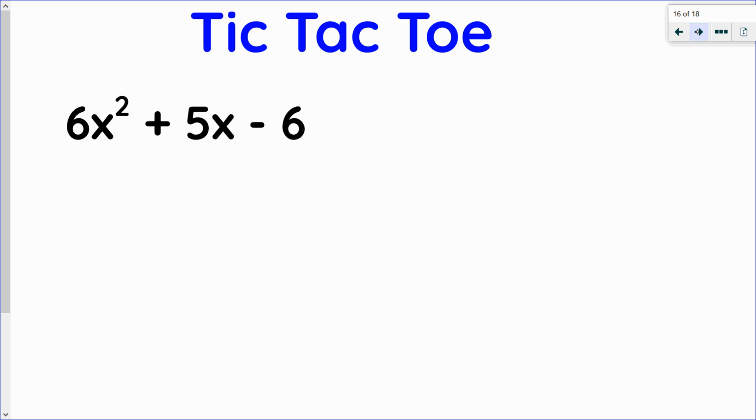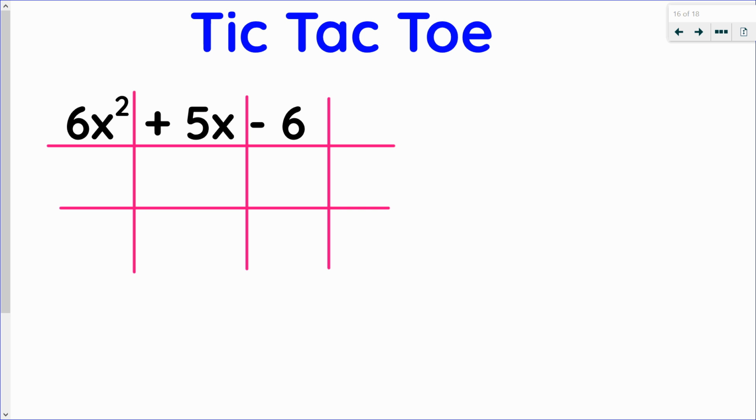So let's try another one. The more of these you do, the more you'll start to see how the numbers are going to combine together. So again, let's start by putting the tic-tac-toe grid on this polynomial. Okay, so let's try for the factors of 6x squared, let's try it as 2x and 3x. And then we'll try the factors of negative 6. Let's try that as negative 3 and positive 2. So using our cross products, let's see what we get.